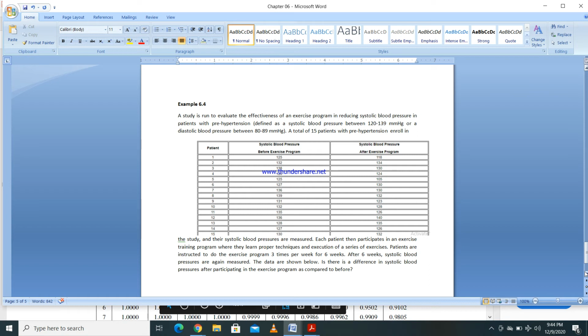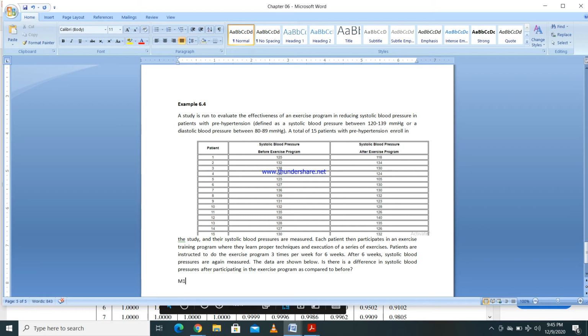So you have the data. They are asking whether there is a difference in systolic blood pressure after participating in the exercise program as compared to before. Same set of patients, you have recorded the systolic blood pressure before the exercise program, and then again after 6 weeks of going through the exercise program.